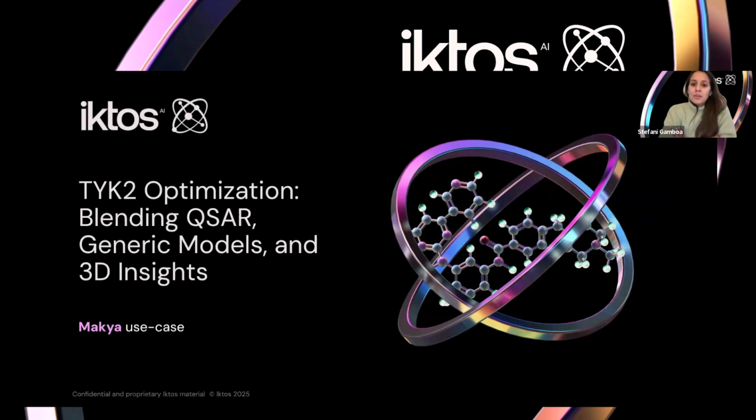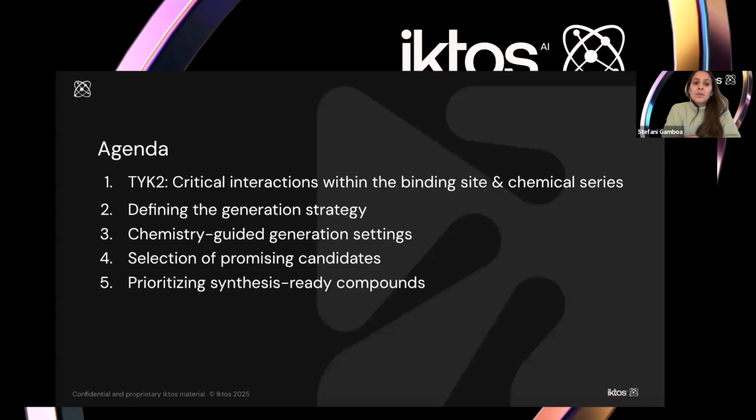Today we'll look at a TYK2 optimization use case where we blend QSAR models, our generic models, and 3D inside, utilizing Makya to drive fast chemistry-guided ideation. We'll start by looking at the TYK2 receptor, the key interactions in TYK2, and the chemical series we are working with. We will also analyze the best strategy for designing new analogs.